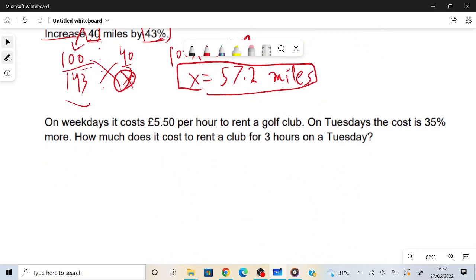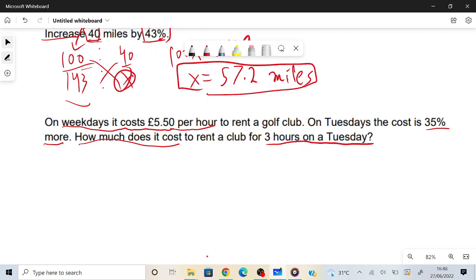Okay, it says on weekdays it costs £5.50 per hour to rent a golf club. On Tuesdays the cost is 35% more. How much does it cost to rent a club for 3 hours on a Tuesday?